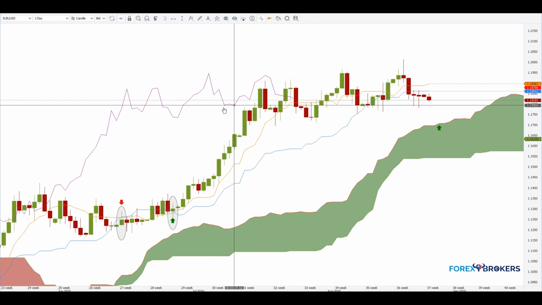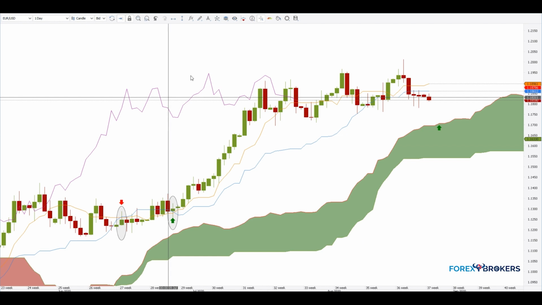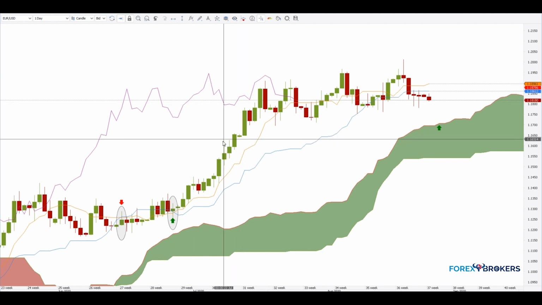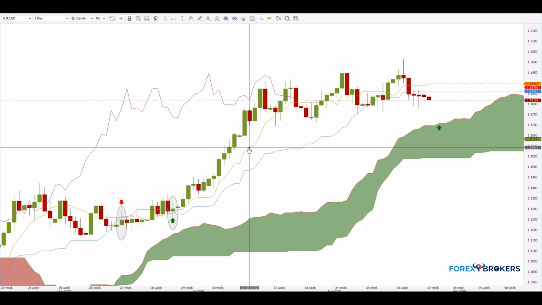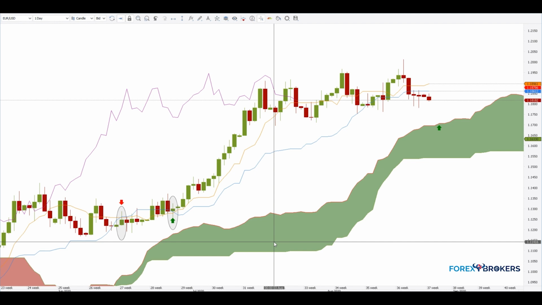In a bullish trend, everything below Kinko represents support. So in a bullish trend, the candlesticks here represent support, the Tenkan line is support, the Kinjun is support, and even the two edges of the cloud. And the opposite, of course, is true in the case of a bearish trend, when everything above Kinko represents resistance.